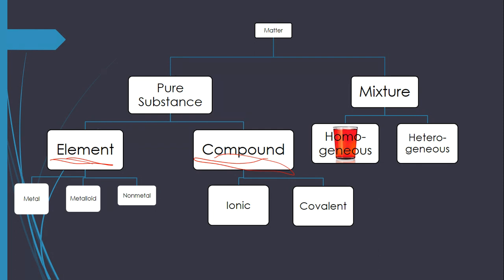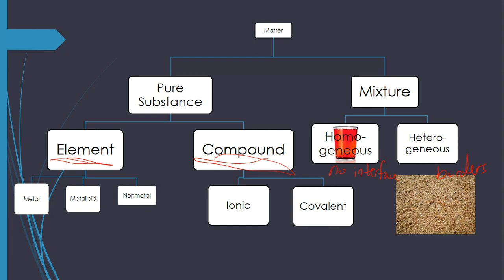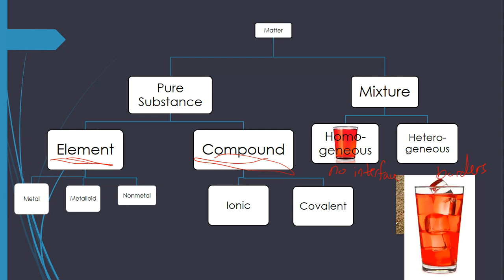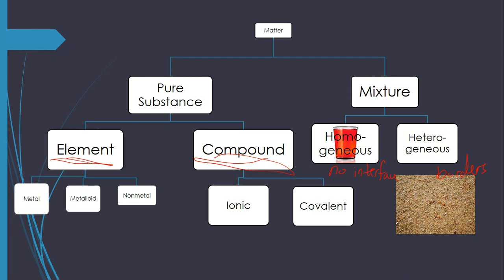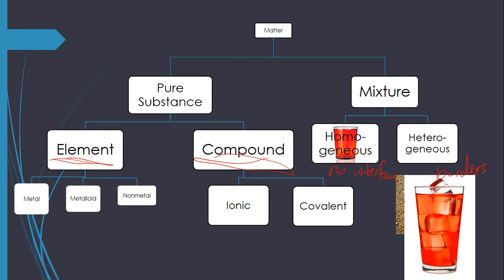Those mixtures can be either homogeneous, which means they have no interface or no borders, or heterogeneous, which means they have borders that you can see. An example of homogeneous would be that clear liquid juice drink, and heterogeneous would be like sand, or if you put ice in that juice drink. You can see borders in both these cases, right? You can see where the sand rocks begin and end. That would make it heterogeneous.